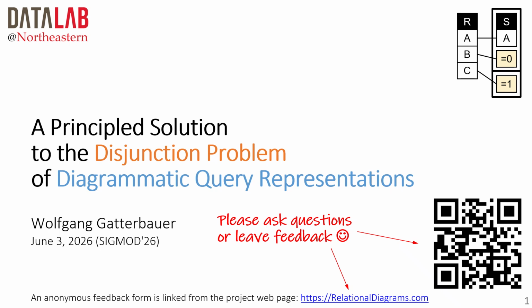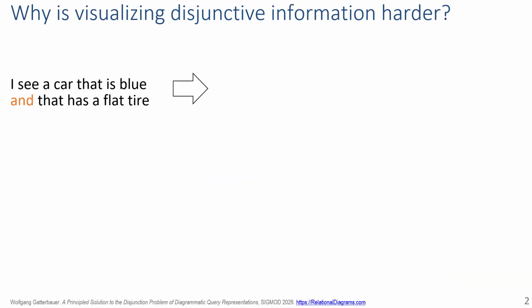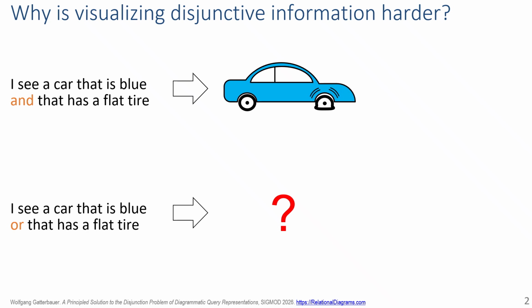diagrammatic query representations. Assume I tell you that I see a car that is blue and that has a flat tire. What I mean is likely something like this image. Now, what do I see if I say I see a car that is blue or that has a flat tire? It's actually not at all clear.